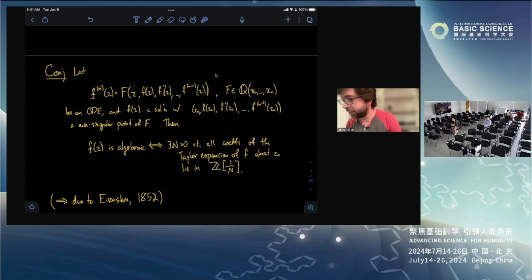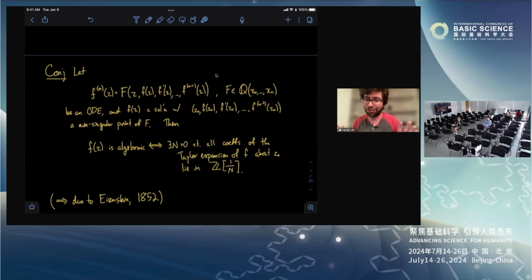Suppose I have a nonlinear ODE. Let me say precisely what I mean by that. Here's a nonlinear ODE: an expression for the nth derivative of f in terms of z, f of z, f prime of z, all the way up to f^(n-1) of z. This is a slightly special form of a nonlinear ODE. In particular, f^(n) is isolated, so sometimes people call these things quasi-linear. This condition just guarantees that one can write down a formal solution to the ODE. And here F is going to be a rational function in n plus one variables.